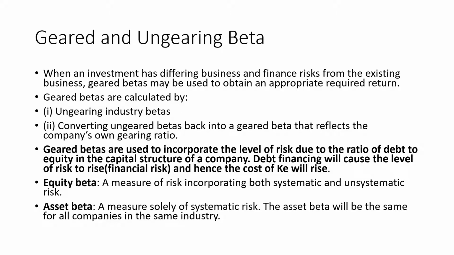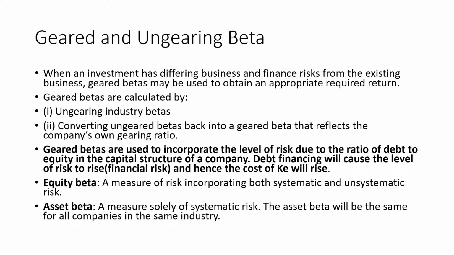Gearing and Ungearing Betas. When an investment has differing business and finance risks from the existing business, geared betas may be used to obtain an appropriate required return. Geared betas are calculated by 1. Ungearing industry betas, 2. Converting ungeared betas back into a geared beta that reflects the company's own gearing ratio.